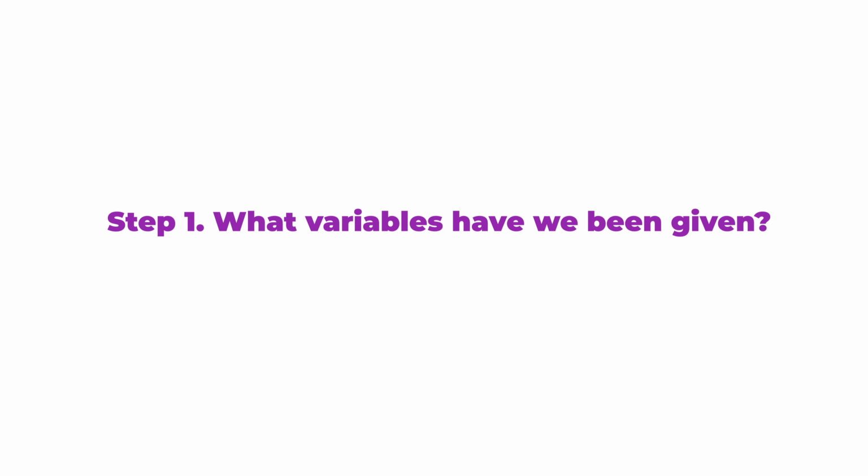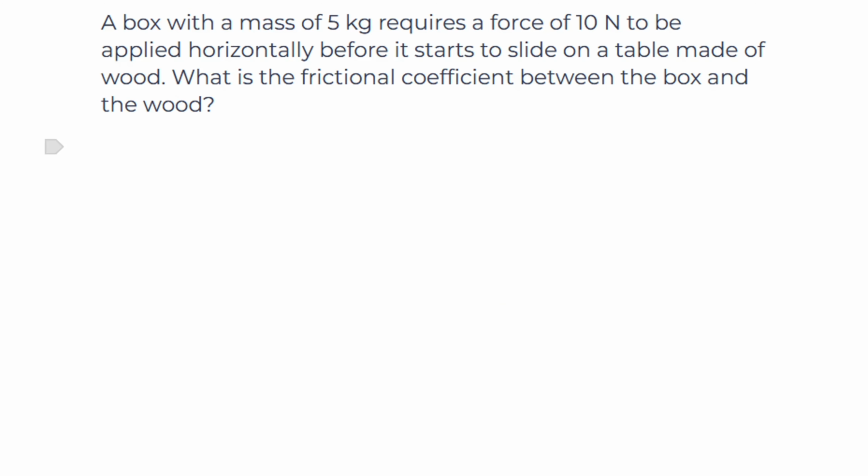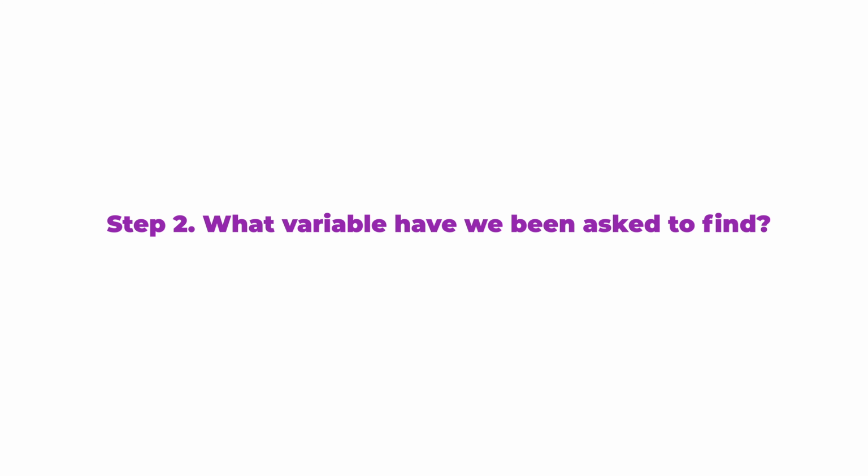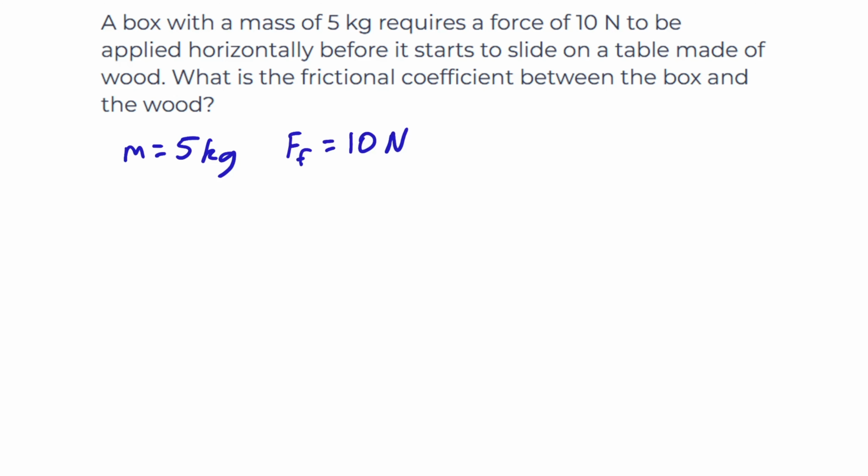Step 1. What variables have we been given? The mass is 5 kilograms, so m equals 5 kgs. Max friction force 10 newtons. Step 2. What variable have we been asked to find? We want to find the frictional coefficient, so mu equals question mark.